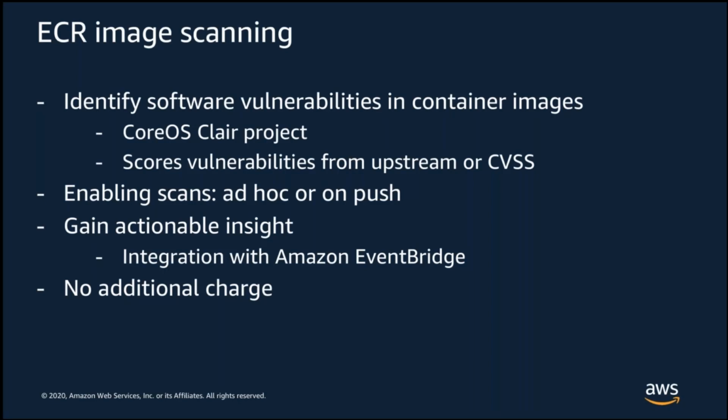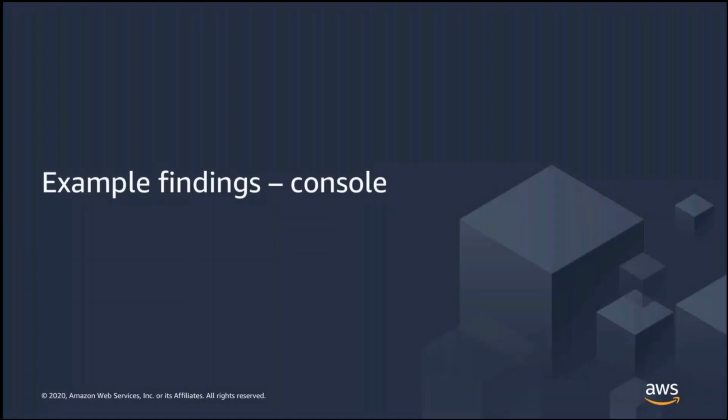And so with that, what I'd like to do now is look at some example findings from ECR image scanning. And we're going to approach it in two ways right now. First, we're going to look at the console experience and what that looks like. And then two, we're going to look at the command line and see what the data looks like when you query the scan findings from the command line.